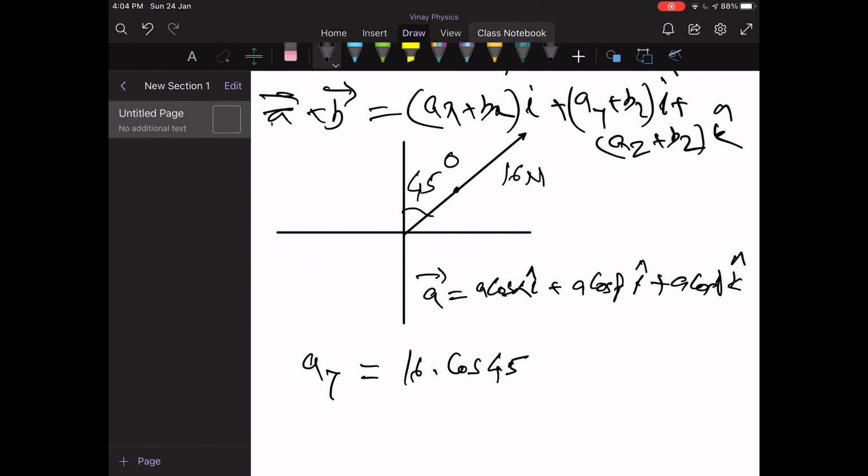If we were asked the component across x axis, we can easily see that the angle with x axis is also going to be the same. So it will be 16 cos 45.